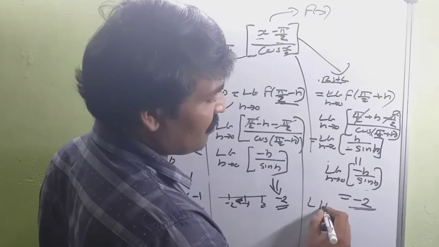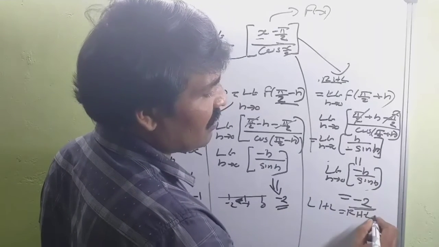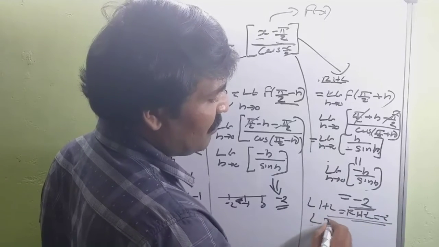So LHL is equal to RHL is equal to minus 2. That is, limit exists.